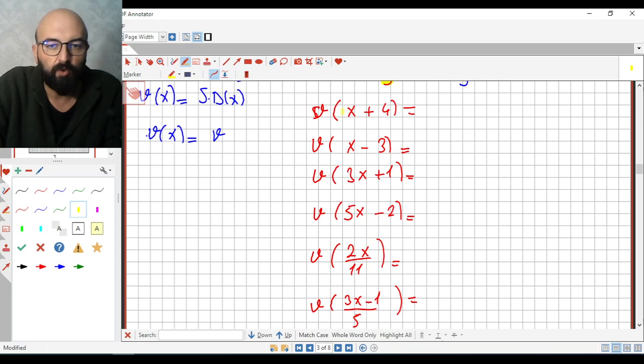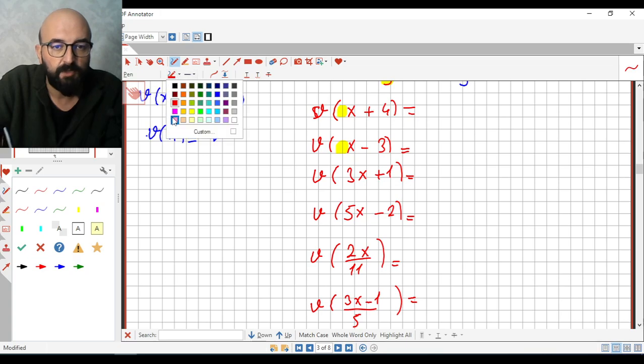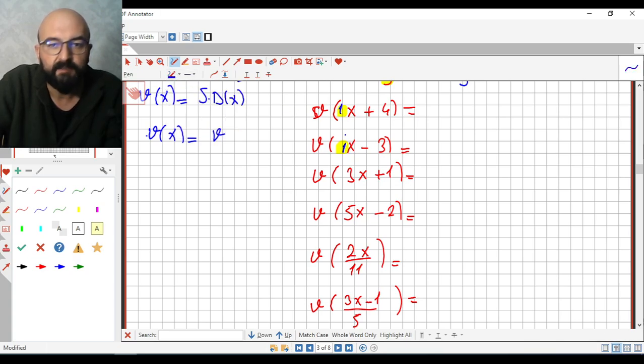And then please notice that the factor of x is 1. So we can write the variance of x plus 4 is 1 squared multiplied by the variance of x. This is 1 squared times the variance of x.